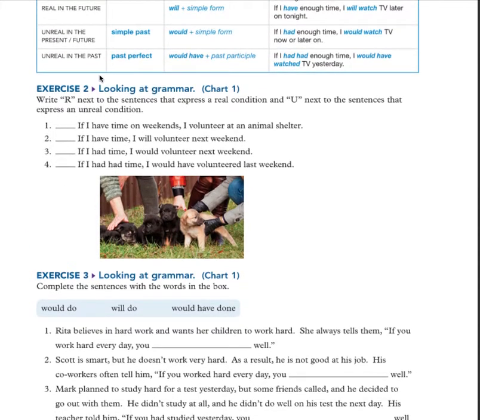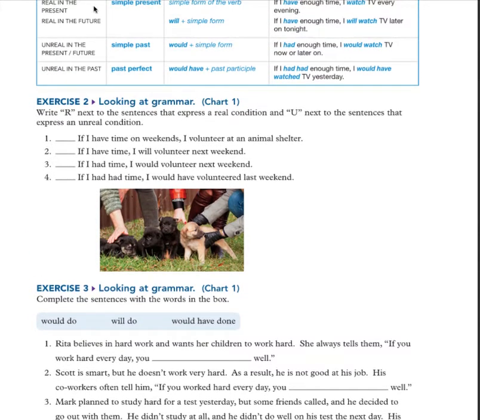So using this information, if the verbs in the if clause are in the simple present and in the simple form in the result clause, or will in the simple form, that means that the situation is real in the present or future. If the verbs in the if clause are in the simple past, and the result clause would in the simple form, or past perfect and would have in the past participle in the result clause, they're going to be unreal situations.